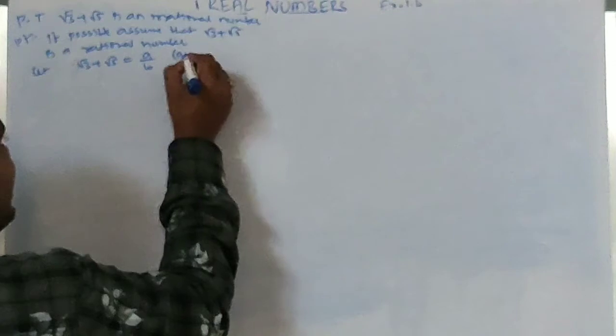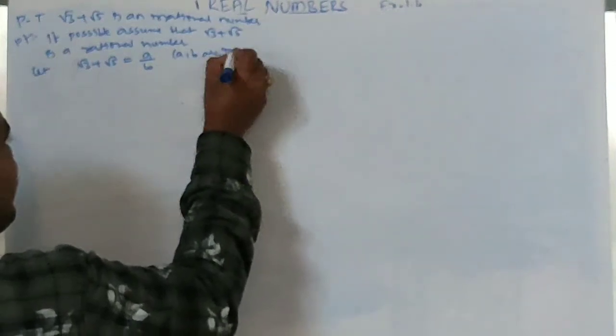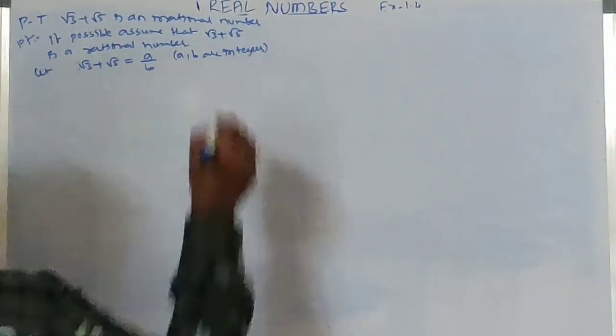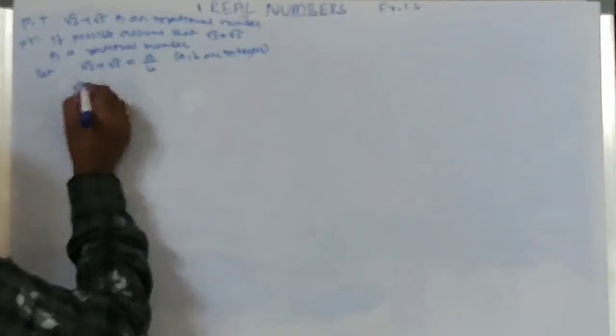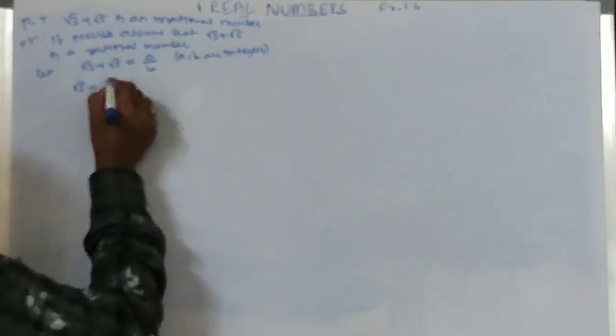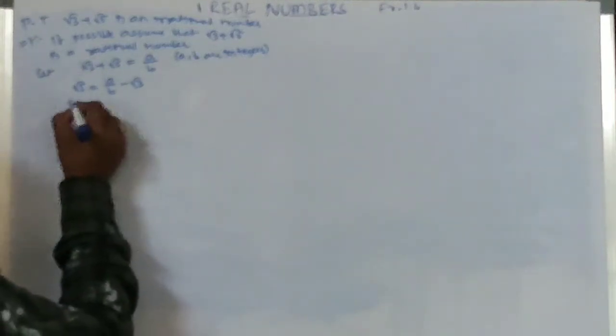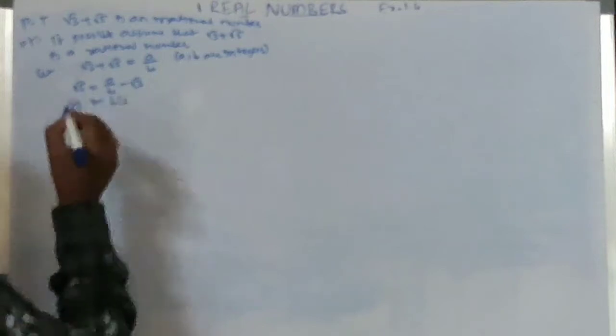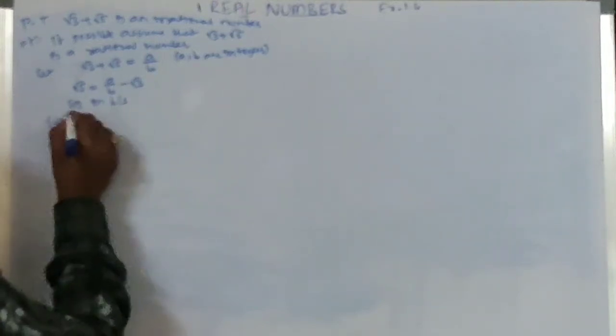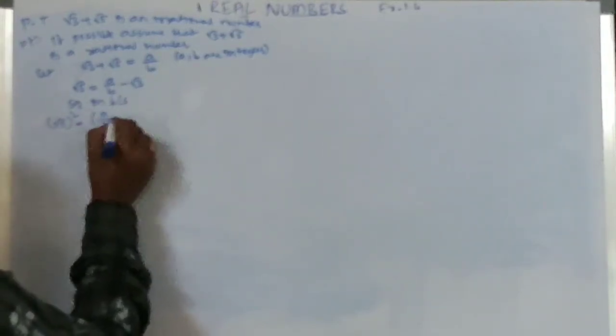Root 3 plus root 5 equal to a by b, where a, b are integers. So I want to bring root 3 outside: root 5 equals a by b minus root 3. Squaring on both sides, root 5 whole square equals a by b minus root 3 whole square.